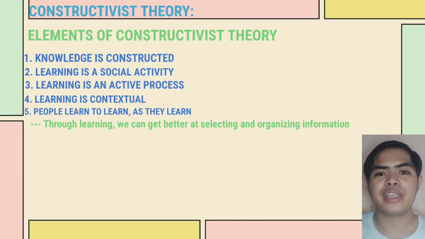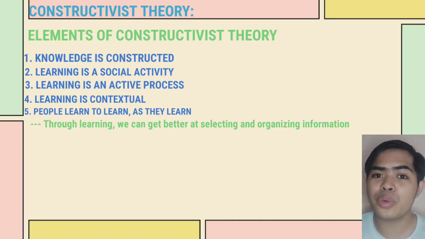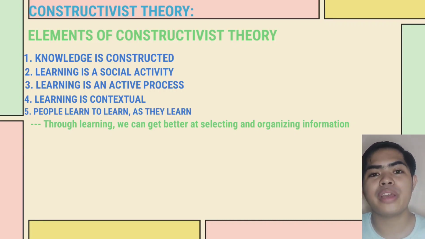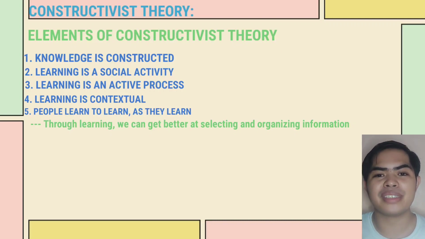So the best example for this is buying food, especially fruits. First, we check if the fruit is fresh. We learned that during the Home Economics subject. And then our buying, paying and getting change, that is mathematics and economics. So that's why people learn to learn as they learn.